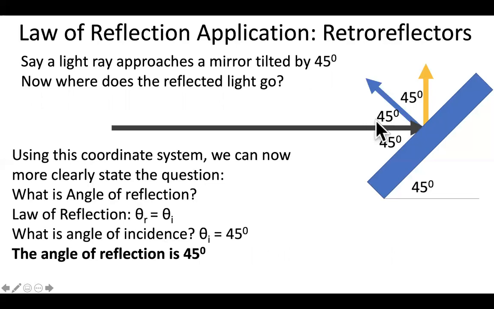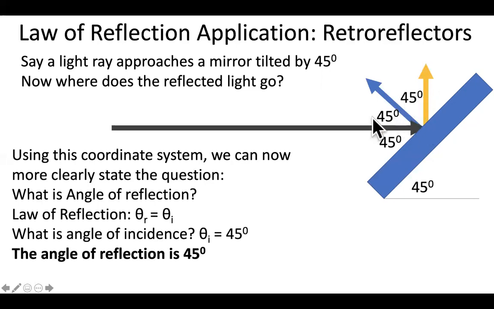Now, you could also ask, how much is the light bent? Like, what is this angle between the incident ray and the reflected ray? Well, that angle is just the sum of these two angles. 45 degrees plus 45 degrees turns out to be 90 degrees in this specific case. So this is just giving you a sense of how you can approach these problems. Again, you need to figure out what you want, which is often the angle of reflection, or at least the direction of the reflected beam.